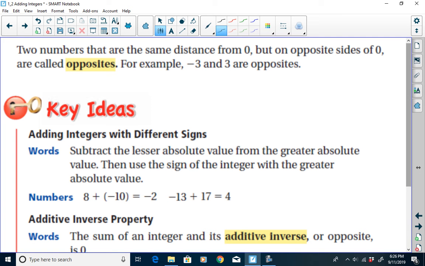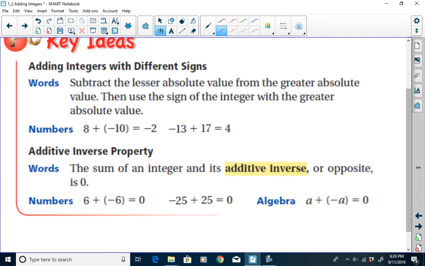Two numbers that are the same distance from 0, but on opposite sides of 0 are called opposites. For example, negative 3 and 3 are opposites. Right? So we're going to use our next rule for adding integers when we're adding integers with different signs, meaning one's positive, one's negative. We want to subtract the lesser absolute value from the greater absolute value, then use the sign of the integer with the greater absolute value.